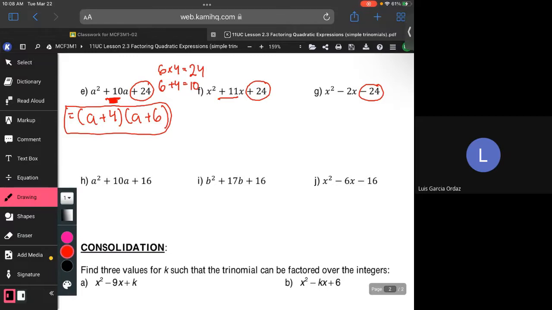What's 7 times 4? You made a little mistake right there. Chelsea? X plus 8 and X plus 3. Yep. So 8 times 3 gives me 24, and 8 plus 3 gives me 11, which is my middle number. Order doesn't matter. You can put x plus 3 and then x plus 8, as long as your x's, or the variable, are first.